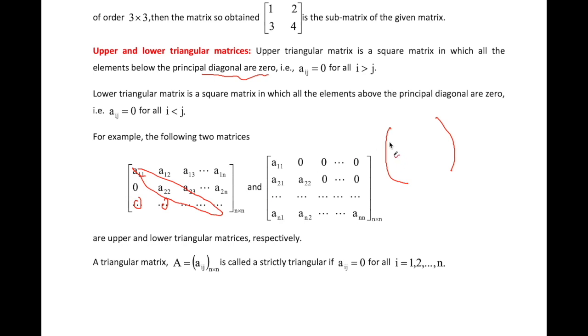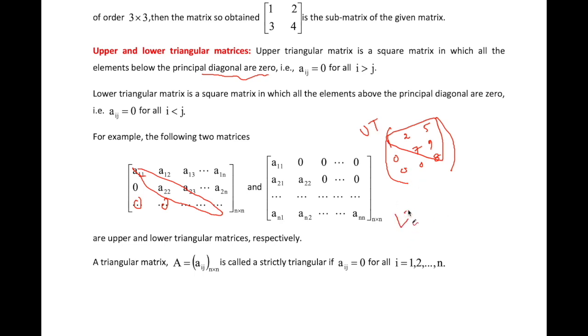Let me put another example here. 1, 2, 5, 0, 7, 9, 0, 0, 8. This is an upper triangular matrix because all entries below the principal diagonal are 0. So this is a UT matrix, or upper triangular matrix.